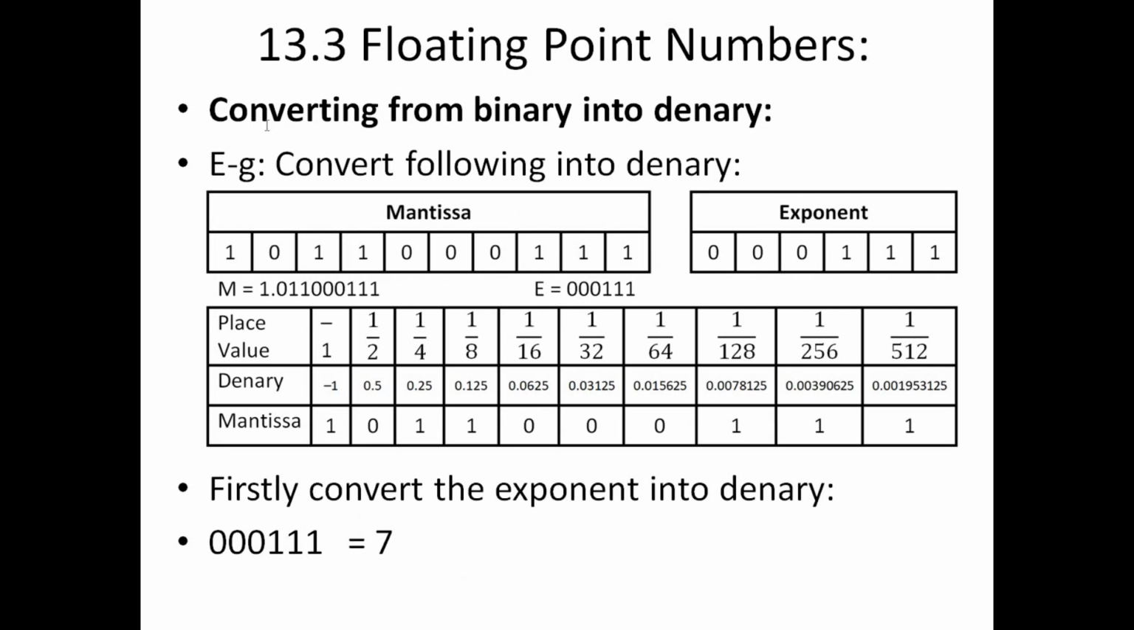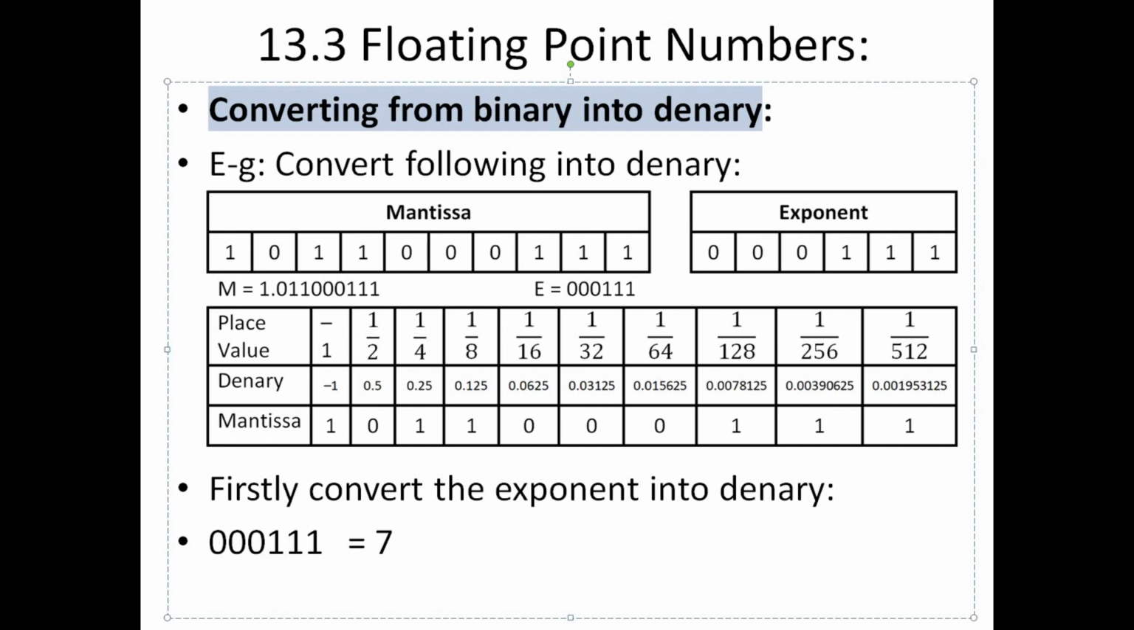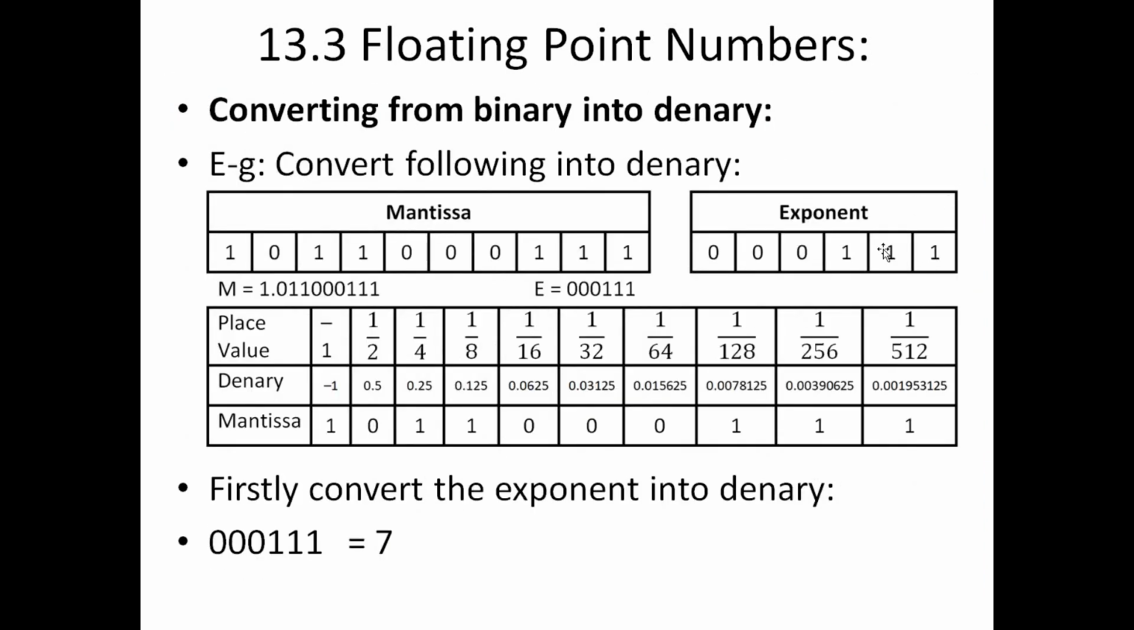Now, when you're converting from binary to denary, for the mantissa, let's suppose this is your mantissa and this is your exponent. You can write the mantissa like this, 1.00, and then you can write your exponent. First of all, convert the value of the exponent into denary. So this is 111, that means the exponent is 7. Now if you put 1, 2, 4, 8, 16, 32 on the exponent, you'll get positive 7.